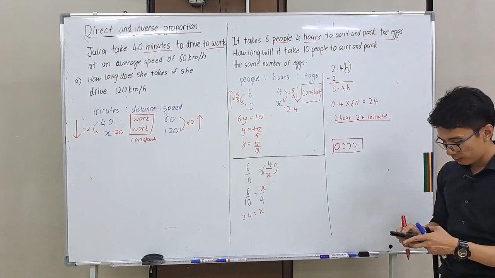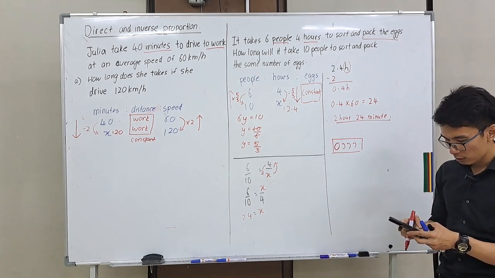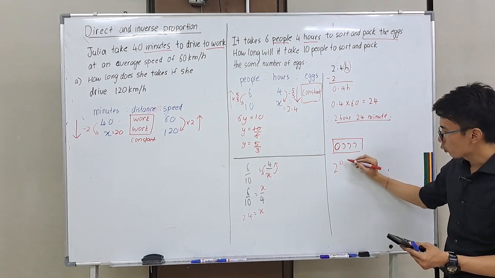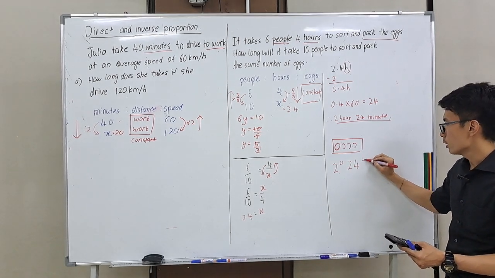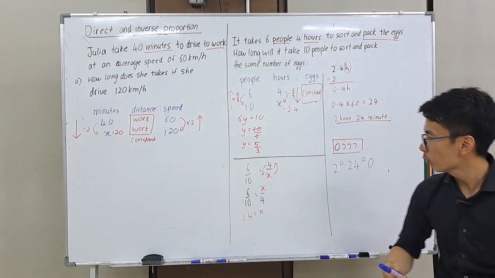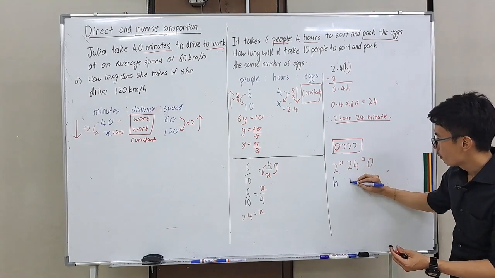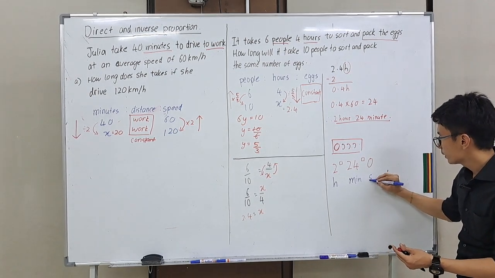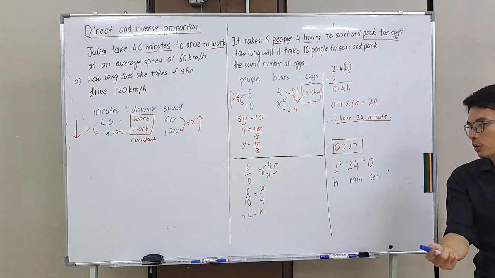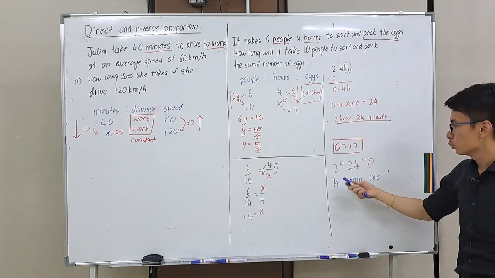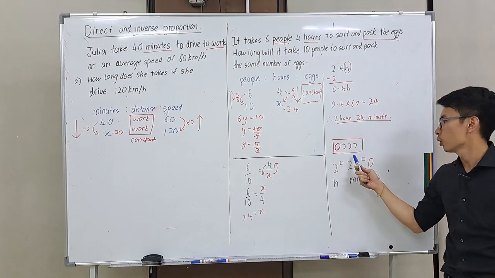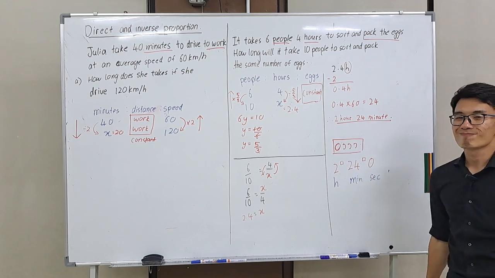So when you press that, you should see this in your calculator screen: 2, and then there's a square here, 24, there's a square again, and then there's 0. So what does this tell you? Over here, your calculator is telling you that this is hour, minute, and second. So this button helps you to convert all the decimal hours to hour, minute, and second. So this is just a cool trick to share with everyone.